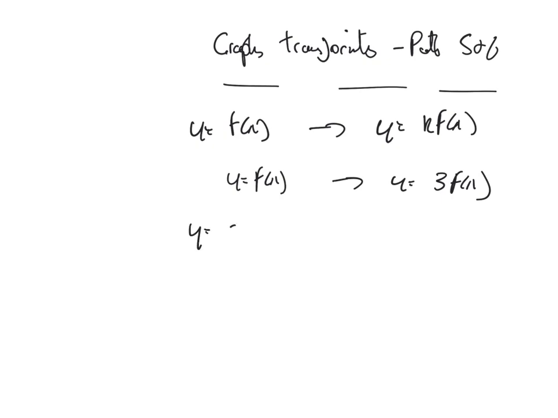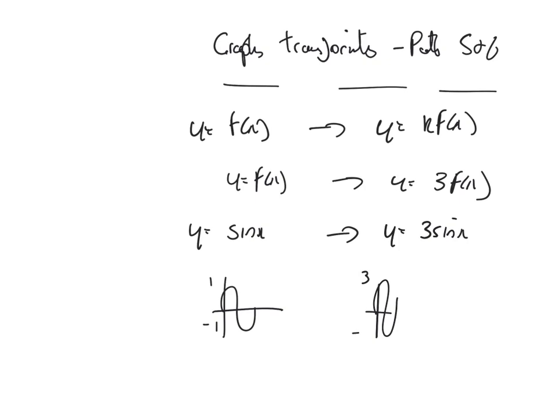So if we've got y equals sine x, so that is 1 sine x, and then draw y equals 3 sine x, here's what happens. Sine x goes up to 1 and minus 1, but 3 sine x goes up to 3 and down to minus 3. So it stretches vertically. 1 stretches up by a factor of 3 up to 3, and minus 1 by a factor of 3 down to minus 3. So things get stretched vertically by a factor of 3, both up and down.